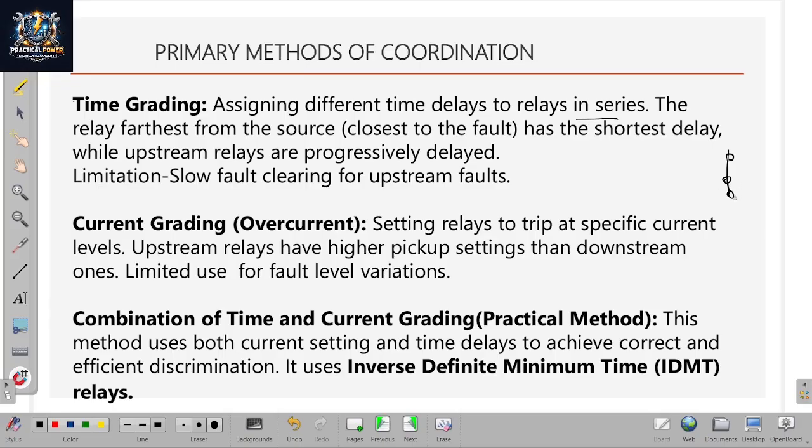There is a time gap gradually from the downstream relay to the upstream relay. The relay farthest from the source, closest to the fault, has the shortest delay. So when the fault occurs here, that relay will sense it first with the shortest delay. Then successive relays will operate with a specified time delay, while upstream relays are progressively delayed.